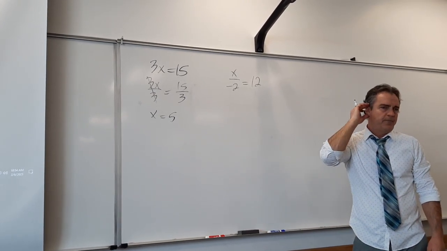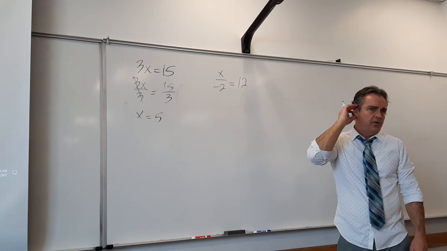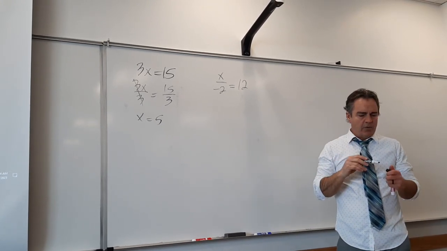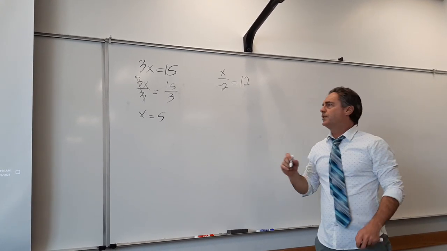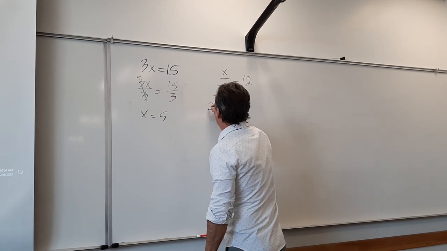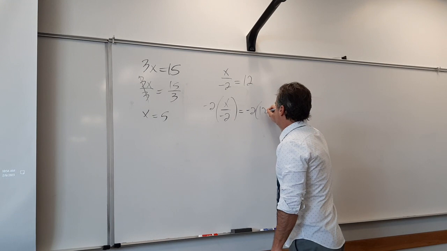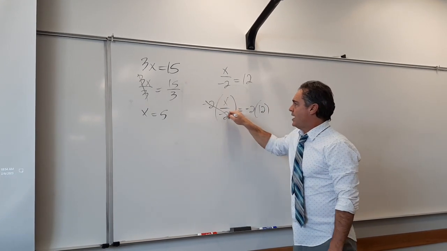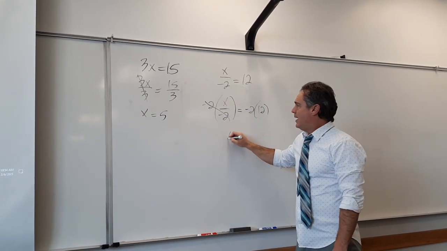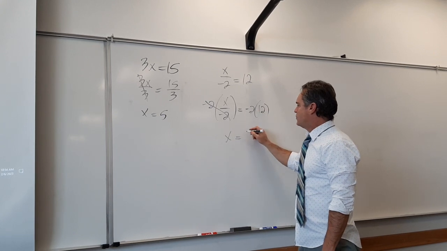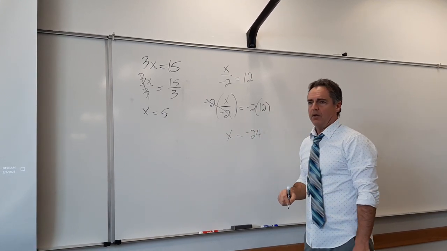Who? Negative. Everybody. Negative. And what's it doing? Dividing. What's the opposite of division? Multiplication. So you're going to multiply negative 2 times x over negative 2 equals negative 2 times 12. Cross cancel. Those are gonzo. X equals negative 2 times 12, which is negative 24.